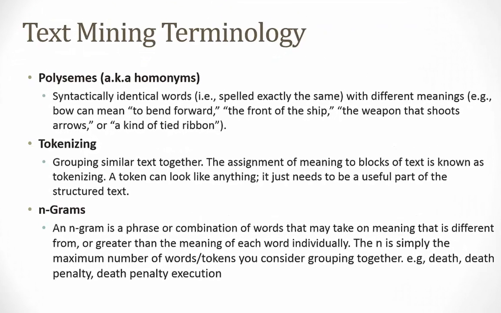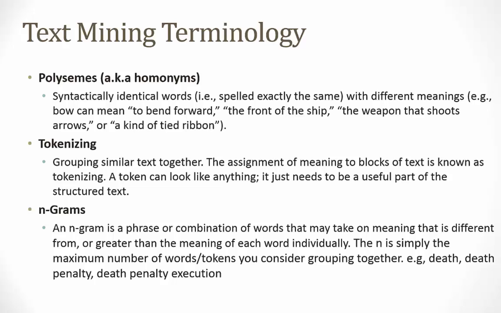And next we have polysemes or homonyms. They are basically identically spelled words such as spring, or the example here, bow, which can mean to bend forward, the front of the ship, the weapon that shoots arrows, or a kind of tied ribbon. So when you have polysemes in your corpus, you should be aware of them. You should know which meaning it refers to, and if in your corpus a polyseme refers to more than one meaning, you typically need to be able to identify that.